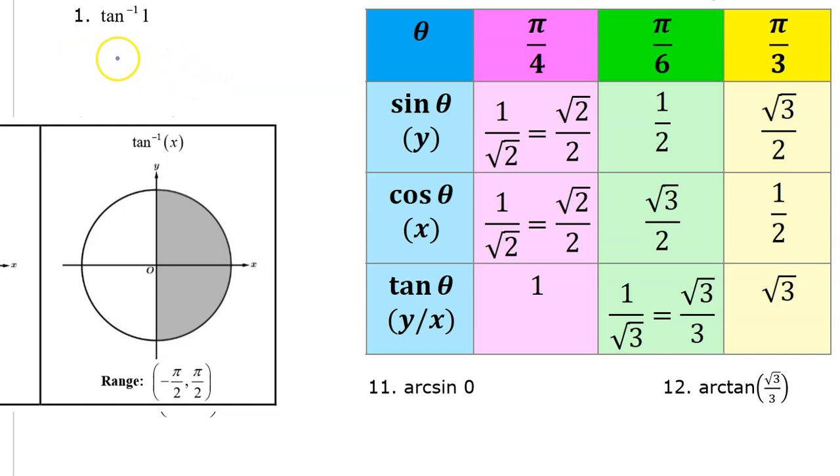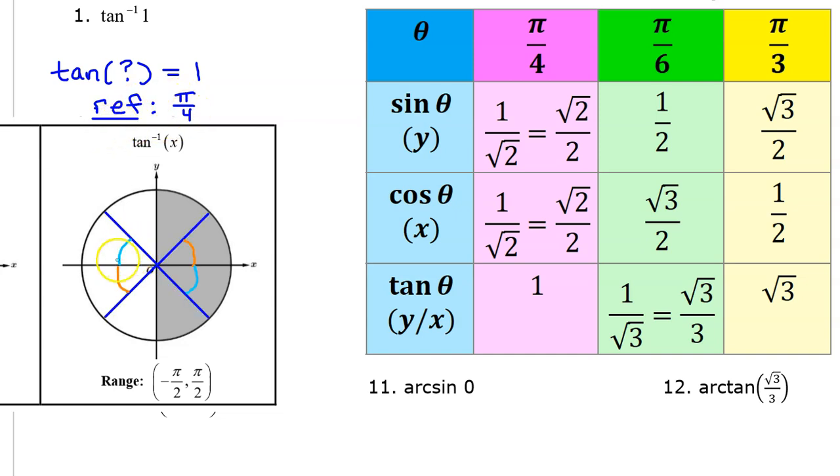I'm going to be showing steps for instructional purposes, but the goal is to be able to do all of this in your head. To evaluate arc tangent of 1, you should be thinking the tangent of what is equal to 1. The fact that the tangent of pi over 4 is 1 tells us that the reference angle is pi over 4. The reference angle is the angle between the terminal side and the x-axis.